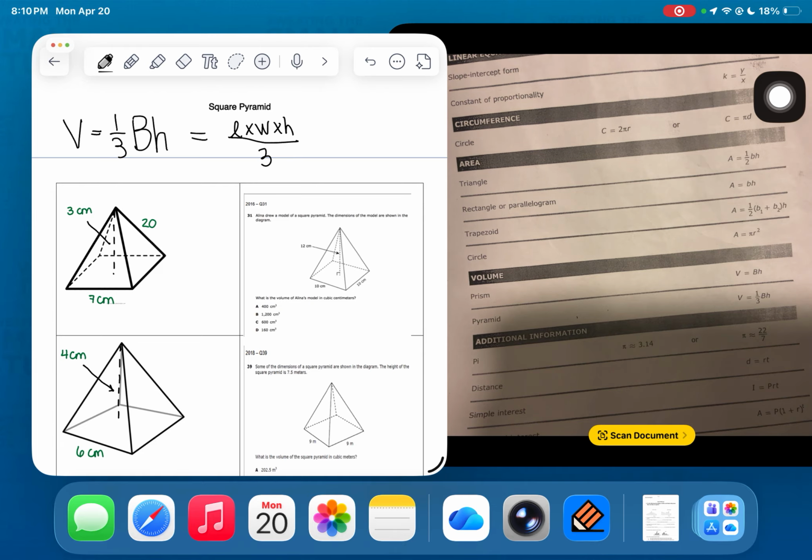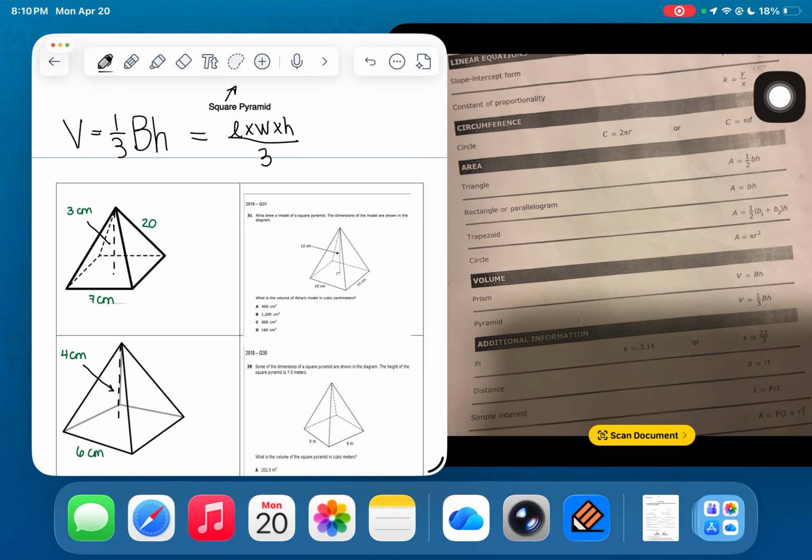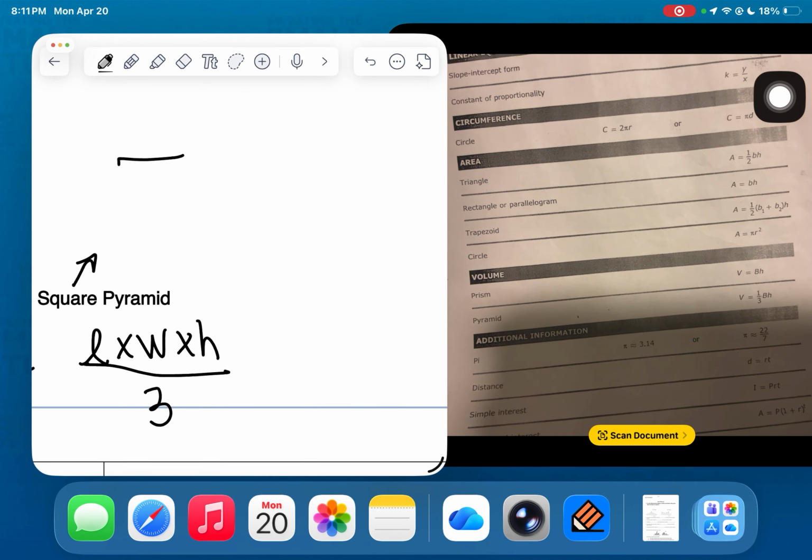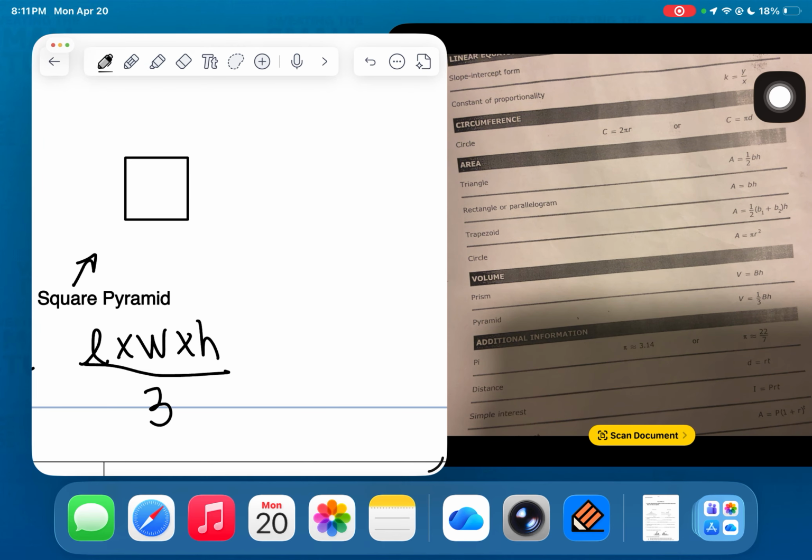Square pyramids. That means the base of this pyramid is a square. What do we know about a square? Okay, I hope you said your great ideas out loud. If not, I'll give you 10 more seconds. What do we know about the square? Oof, silence. Or maybe not, I don't know. We'll see. So a square is a shape that has all equal sides.